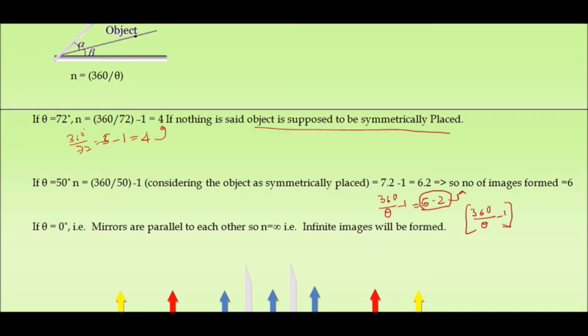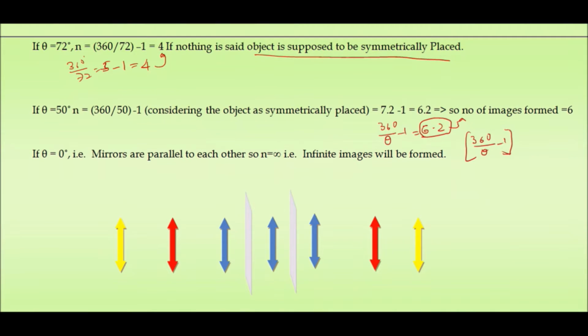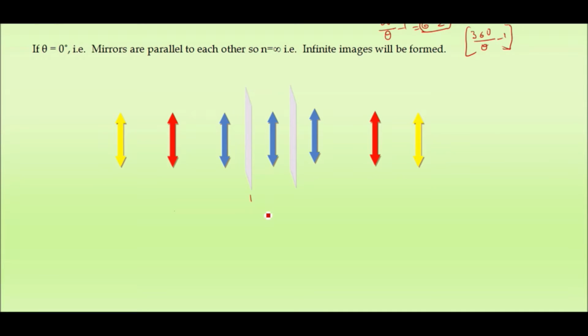So the last case is when theta is equal to 0 degrees. Now consider the case when theta is equal to 0 degrees, that is, mirrors are placed parallel to each other, and in this case the number of images formed is equal to infinity. So these two mirrors are shown here, mirror 1 and mirror 2, both placed parallel to each other and the object is placed in between them.